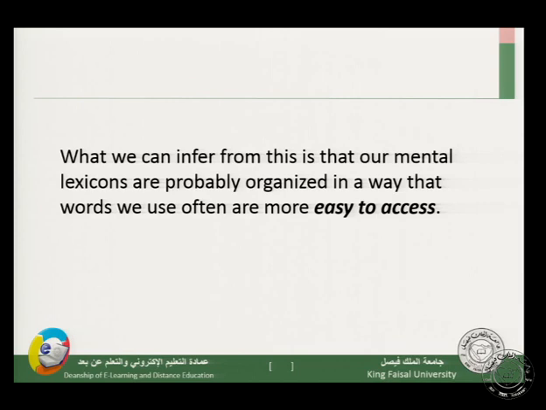Okay, as we have here on the screen, what we can infer from this is that our mental lexicons are probably organized in a way that words we use often are easier to access. So by just looking at the findings of lexical decision experiments, we can tell that our brain stores words which are frequently used in order to make them easy to access.